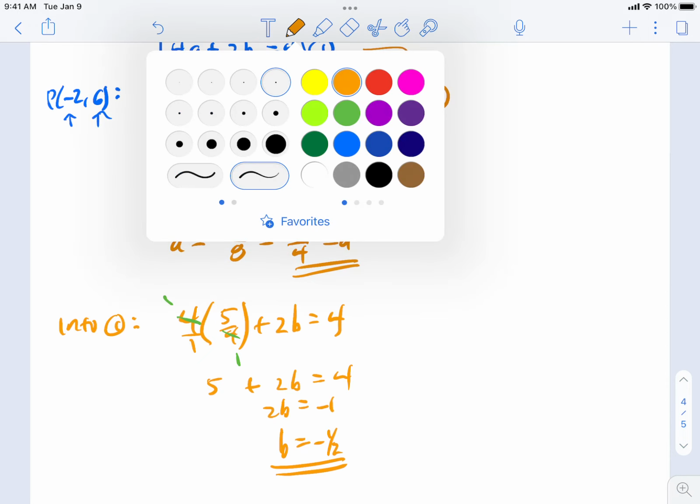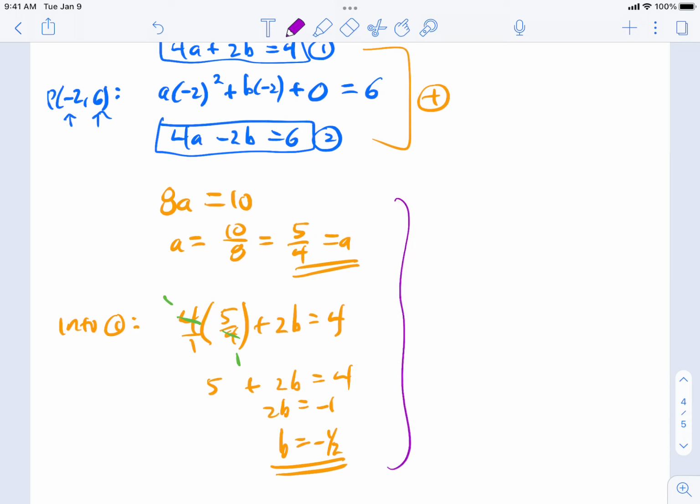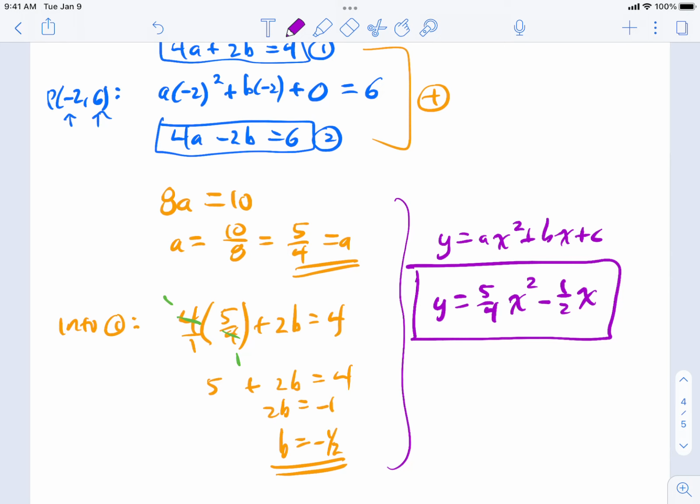Let's write it in a snazzy purple color. So that means y equals ax squared plus bx plus c. We know what a is, it's 5/4. We know what b is, it's negative 1/2. And we know what c is, it's 0. There she blows.